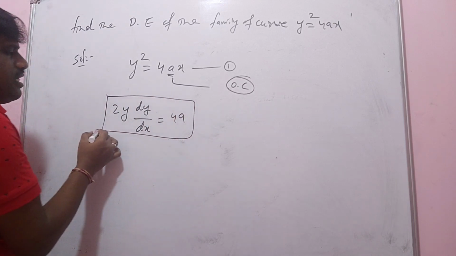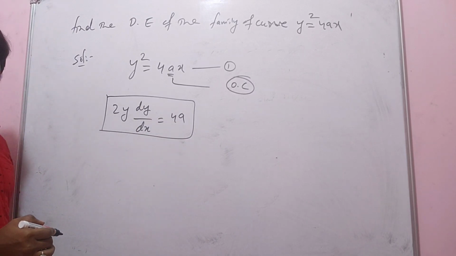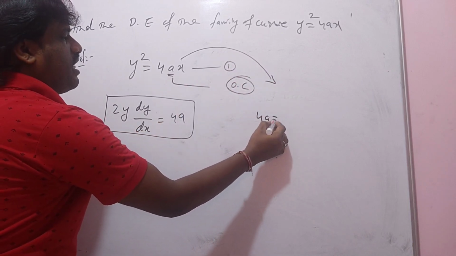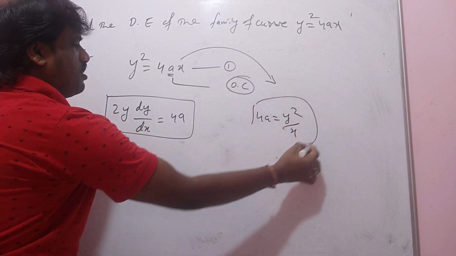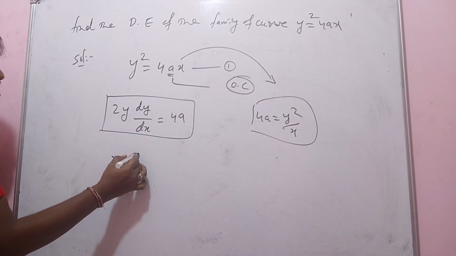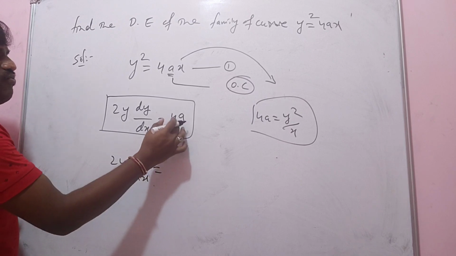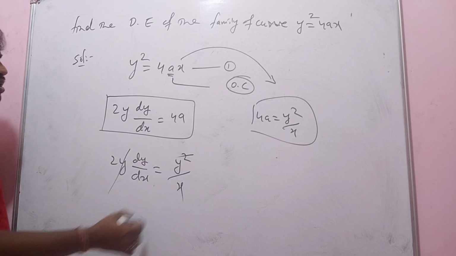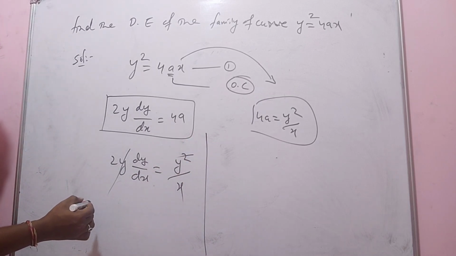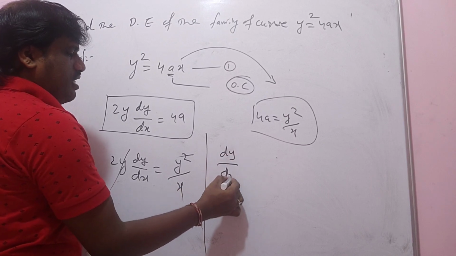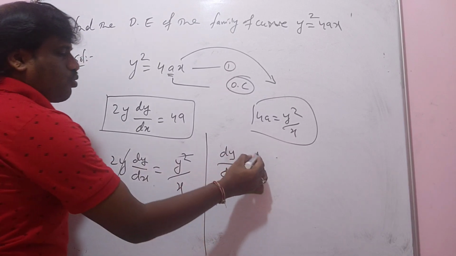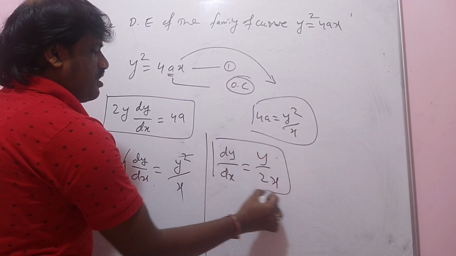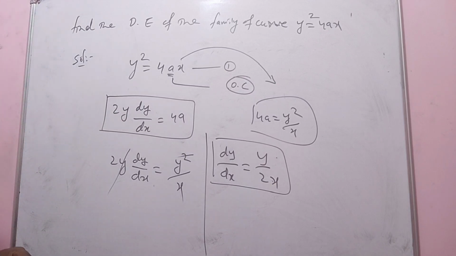So I differentiated one time, but 4a is still there, which means we have to replace it. From the given equation, 4a can be written as y square by x. So 2y dy by dx is equal to y square by x. One y cancels out, and sending 2 to the other side, dy by dx is equal to y by 2x. This is the required differential equation. According to the options we will see and work it out.